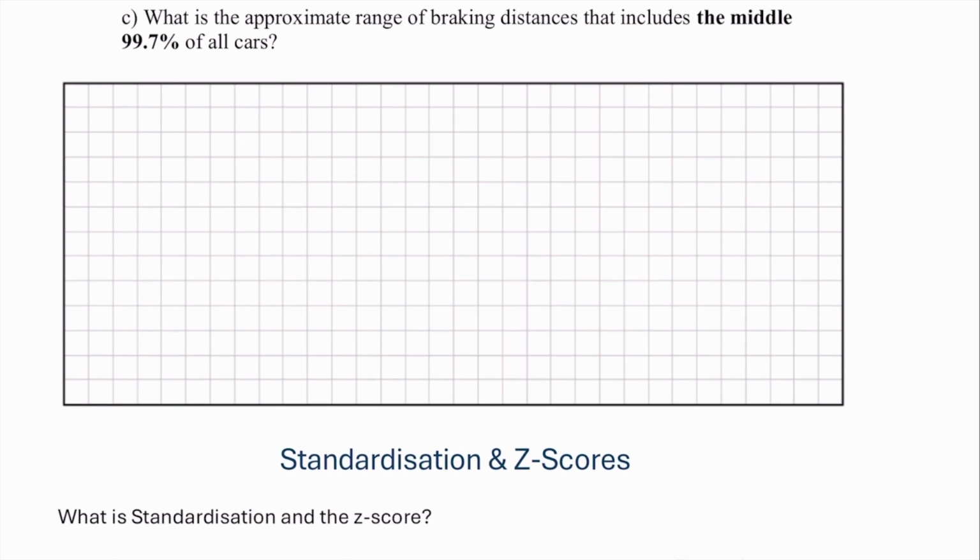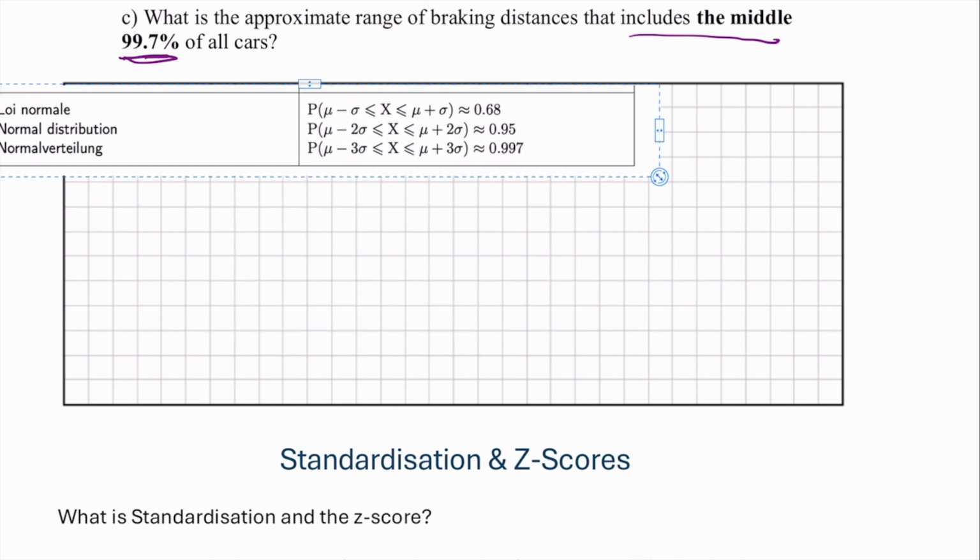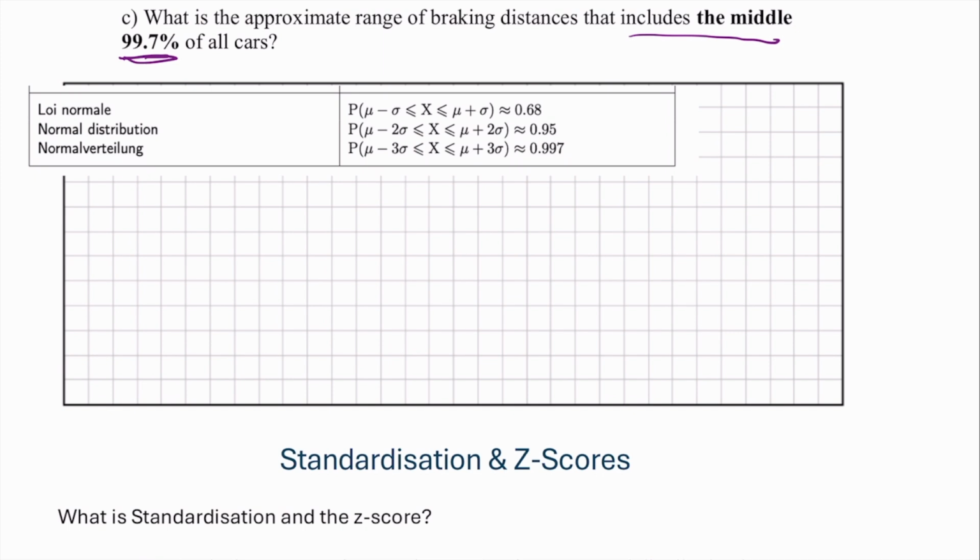What is the approximate range of braking distance that includes the middle 99.7%? Now what we can do is we can take our formula again that we have in the formula booklet, which is here, and you can see that 99.7 is this. That's it as a decimal. 99.7%. So this is what we're talking about. I'm going to highlight it. This one here, right? So that's what we're looking at.